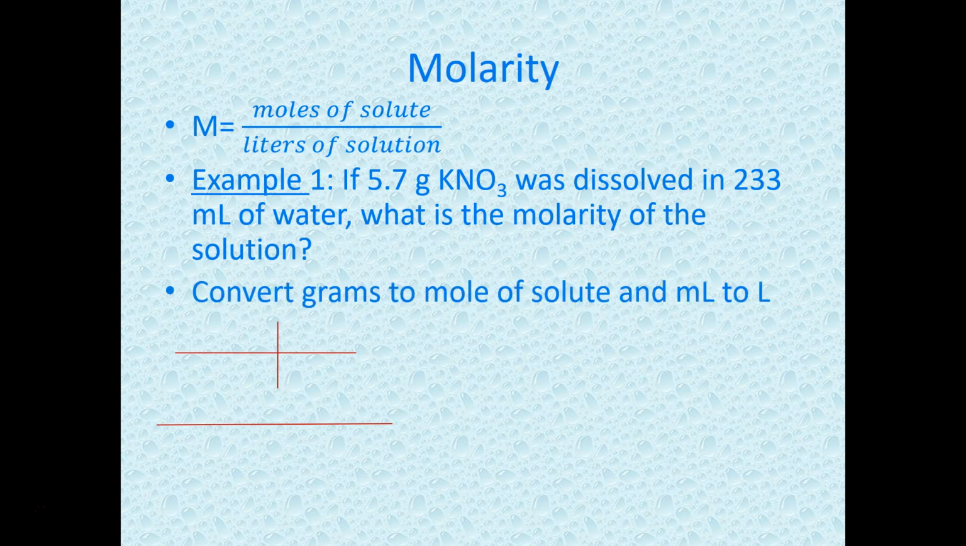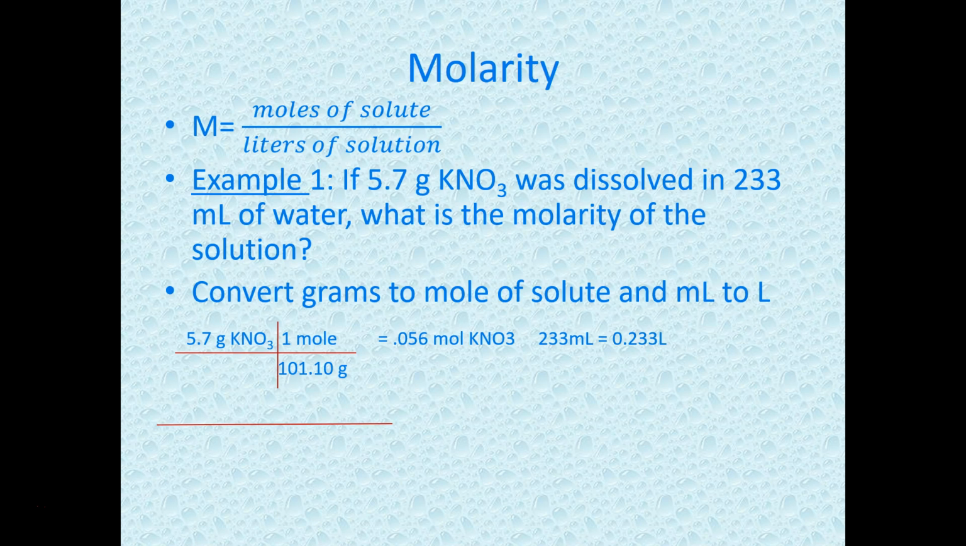So we need to convert grams to moles of solute and milliliters to liters, just like I was talking about before. So in order to convert our grams to moles, we take our 5.7 grams of potassium nitrate. We find the molar mass of potassium nitrate, which works out to 101.10 grams equals 1 mole, which means we have 0.056 moles of potassium nitrate. As far as converting milliliters to liters is concerned, you just move the decimal place over 3, so you know there's an imaginary decimal place there. 1, 2, 3. So we have 0.233 liters.